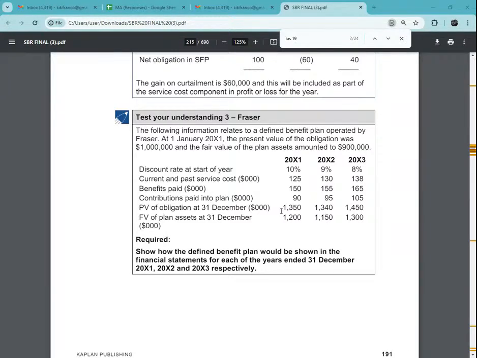Has no one got the actuarial gain or loss? Because when they tell you to account for this, they simply want you to give us the actuarial gain or loss.